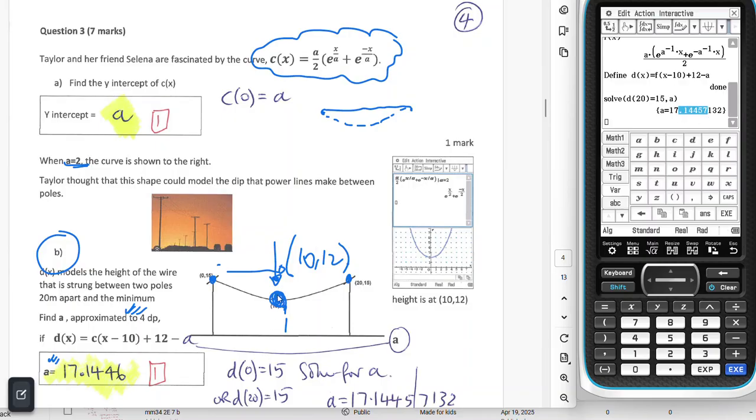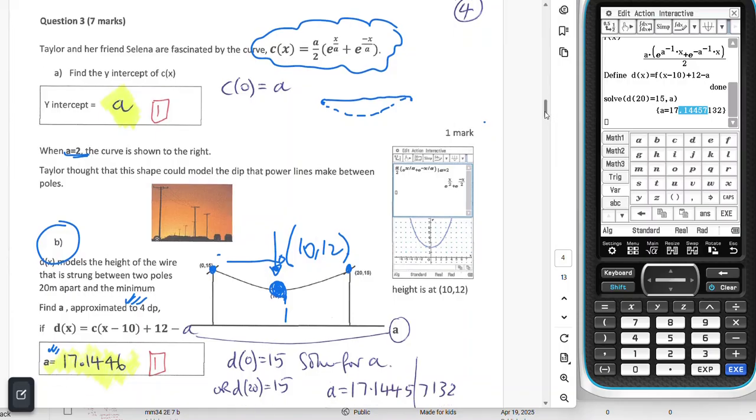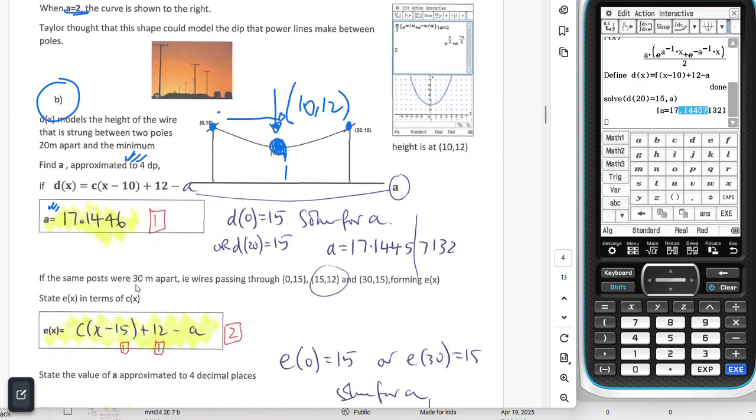But I can't choose this point here, 10 and 12, because 10 and 12 has already been used to generate the rule. Okay. The same posts are now 30 metres apart. So that's now 30 and 15, which means this will now be at 15 and 12, which means I will have e of x, which is f of x minus 15 plus 12 minus a, to come up with that answer.